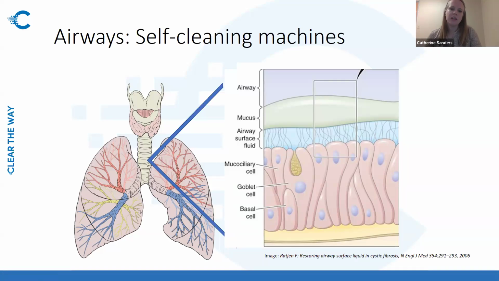On top of those cilia is a thin layer of mucus. As you breathe in all those particles and different things from the environment, they're trapped in that mucus. And then the cilia brush it away. They brush it up to the top of your airway and it's swallowed. You don't even notice. And this is happening constantly.